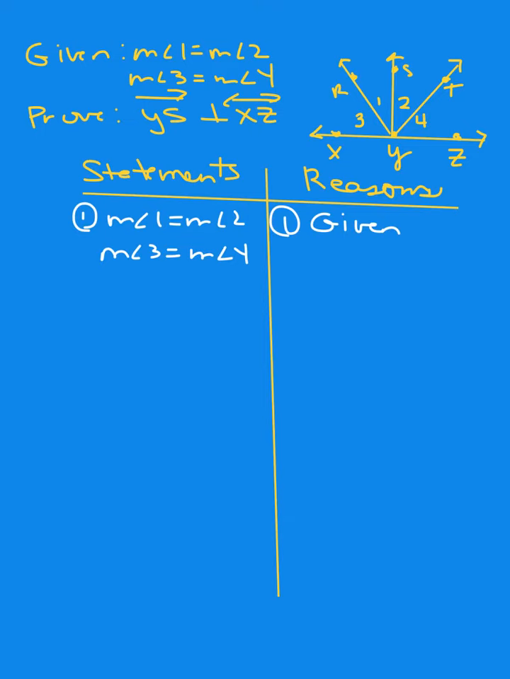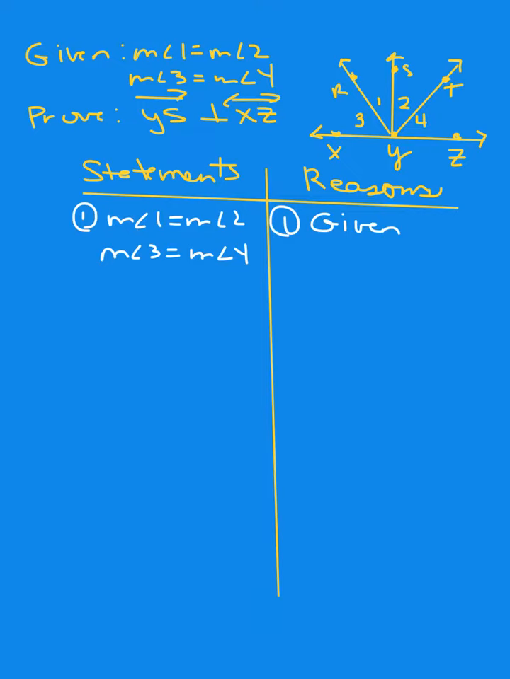In looking at our next proof, the given information is the measure of angle 1 is equal to the measure of angle 2, and the measure of angle 3 is equal to the measure of angle 4. I'm trying to prove that ray YS is perpendicular to line XZ. Now my first statement, my given statement, I was able to put both given statements together. They're the same sort of idea. They're both smaller angles. They're both talking about equality, so I put them together in one given statement.